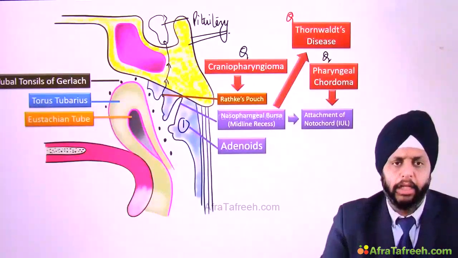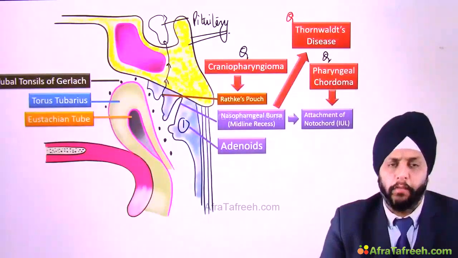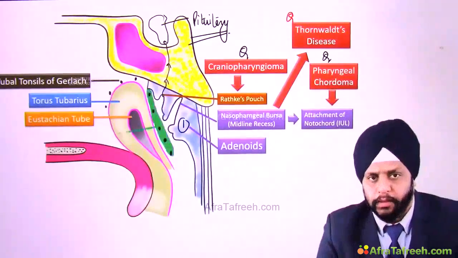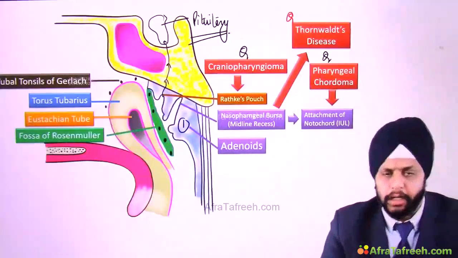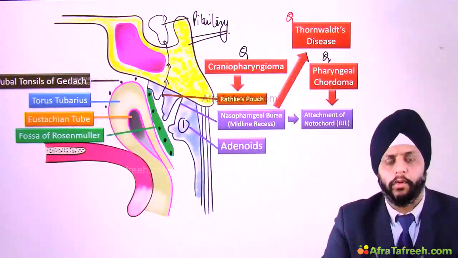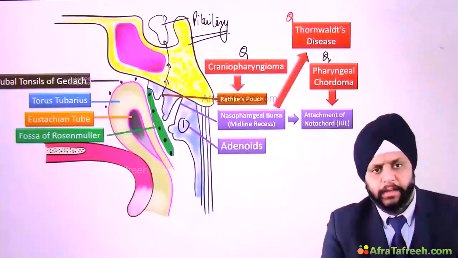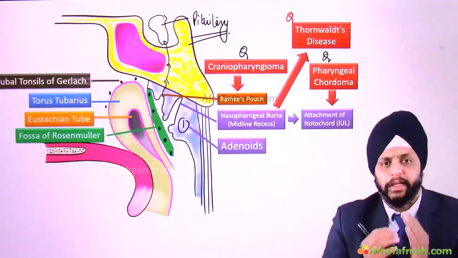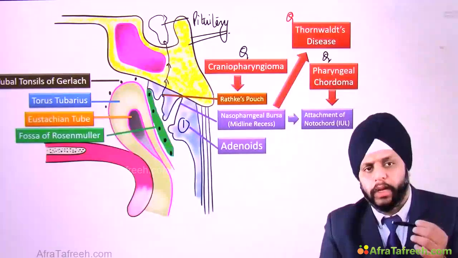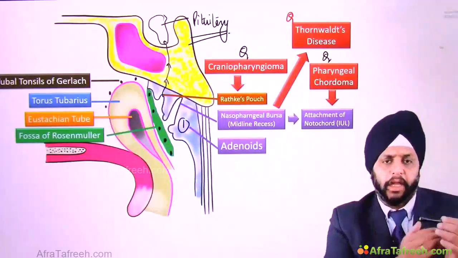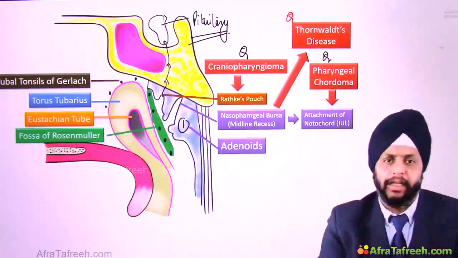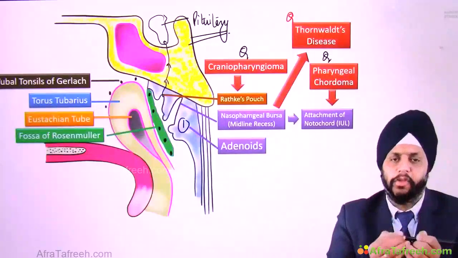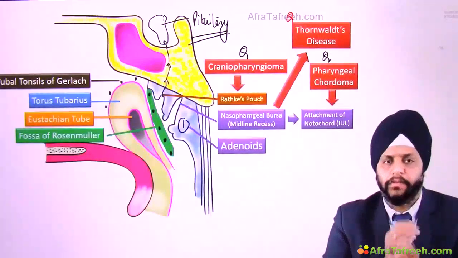Now another important place is the space posterior superior to the eustachian tube opening. This space that I have marked in green color is known as the fossa of Rosenmuller. It is a blind space because the eustachian tube, as I told you, has a torus tubarius. The cartilaginous part is protruding slightly into the nasopharynx, so the space behind it, posterior superior to it, gets hidden. That is the fossa of Rosenmuller.